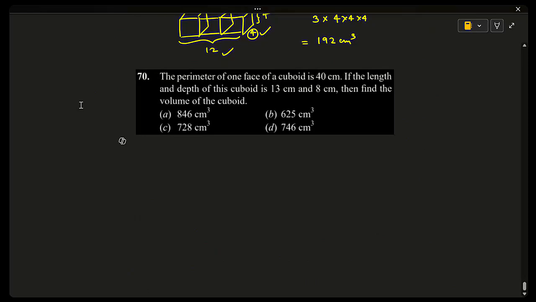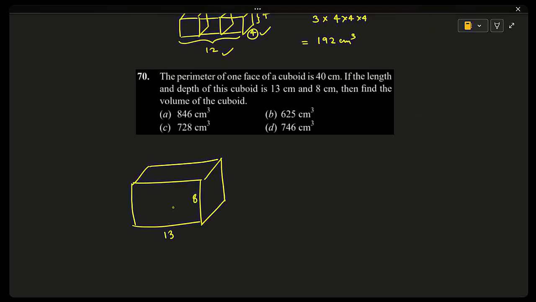Question 70. The perimeter of one face of a cuboid is 40 centimeters. If the length and depth of this cuboid are 13 and 8, then find the volume of the cuboid. See, there is a cuboid like this. Let's take the length as 13. Depth they said 8, if you are looking at the top. And breadth we don't know, let us call it x.